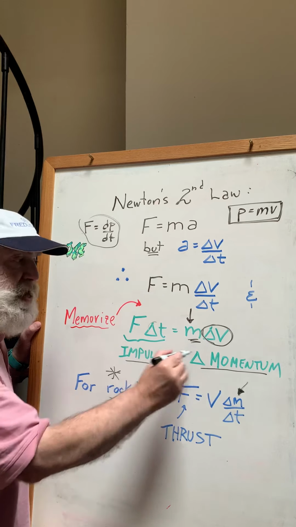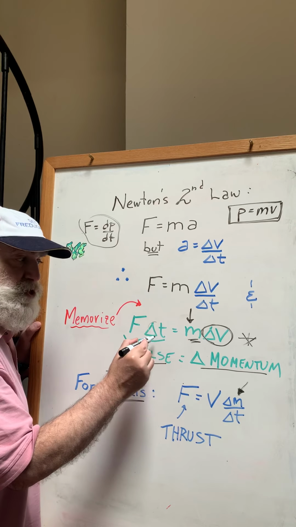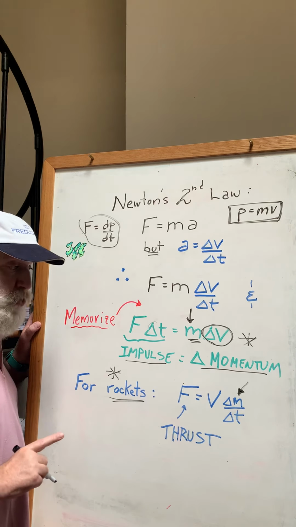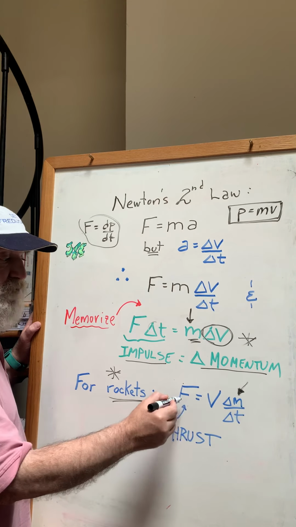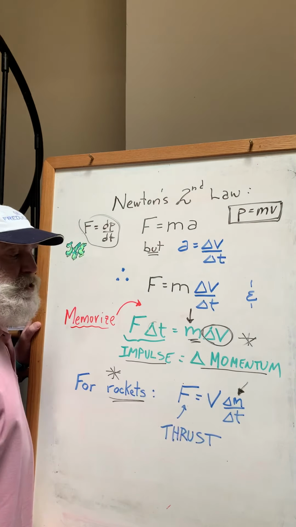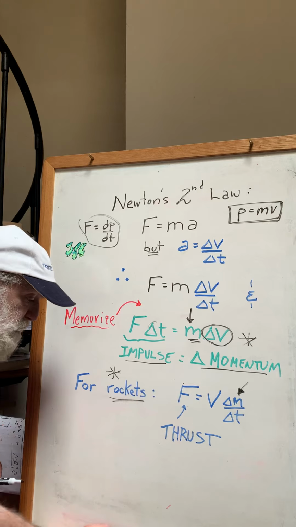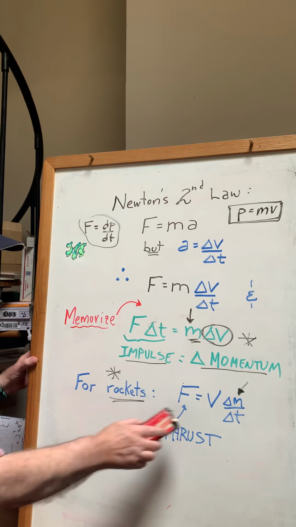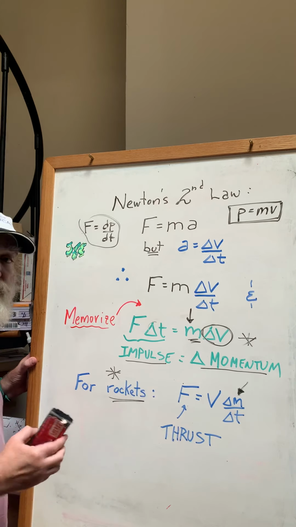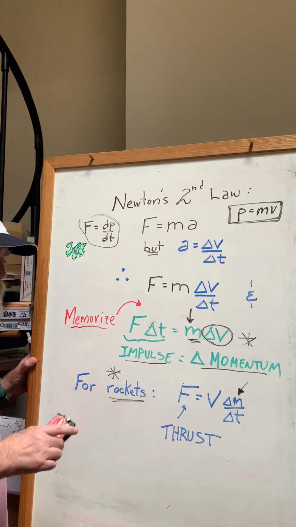So we have the main impulse change in momentum equation: force times the time the force is applied is the mass times the change in velocity. And in rocket problems only, the thrust, which is a force, is equal to the velocity of the exhaust gas times the rate at which fuel is being consumed. So again, when we think about doing rocketry problems, we're going to have to understand that a rocket has to overcome gravity before we get any lifting thrust. So we'll bear that in mind when we do problems.